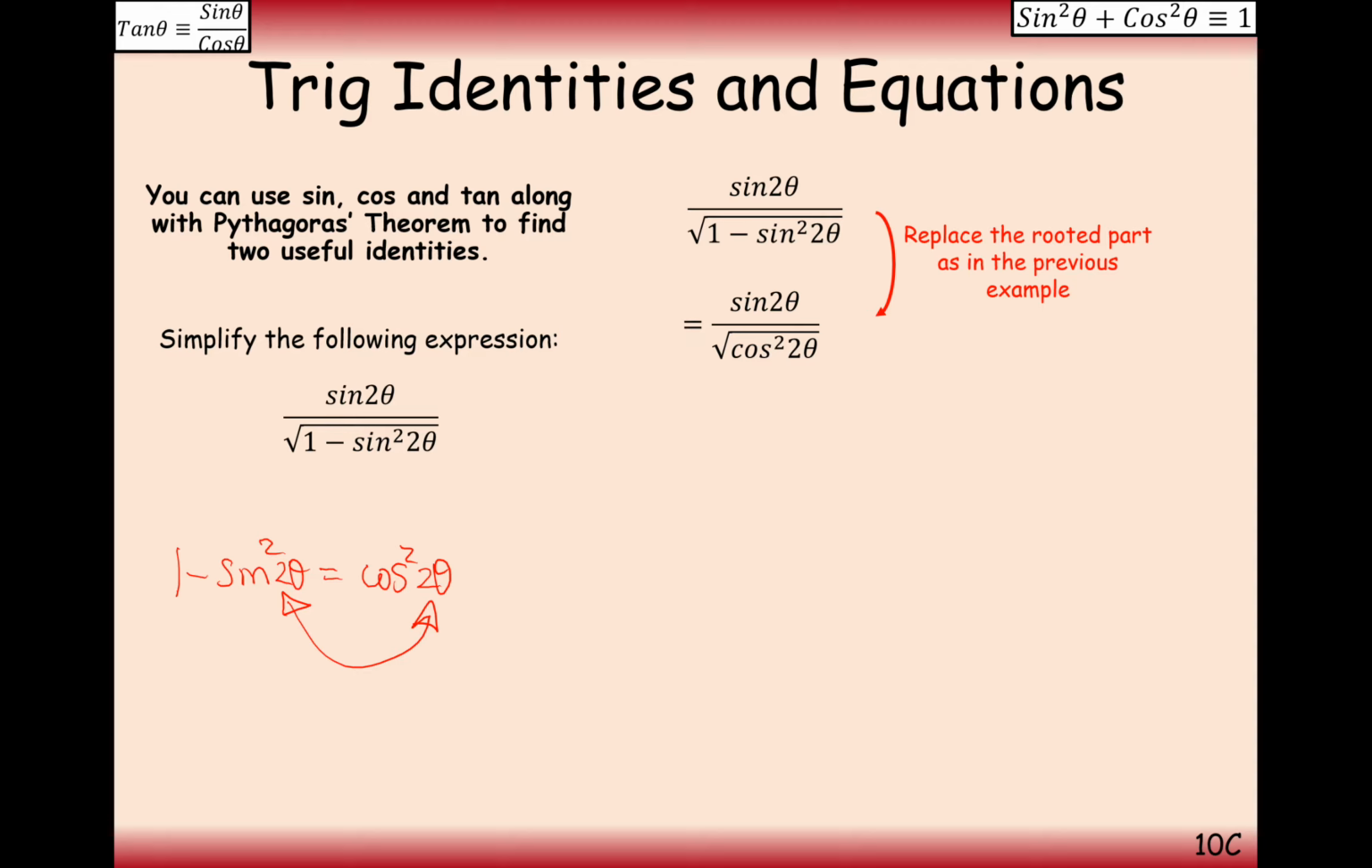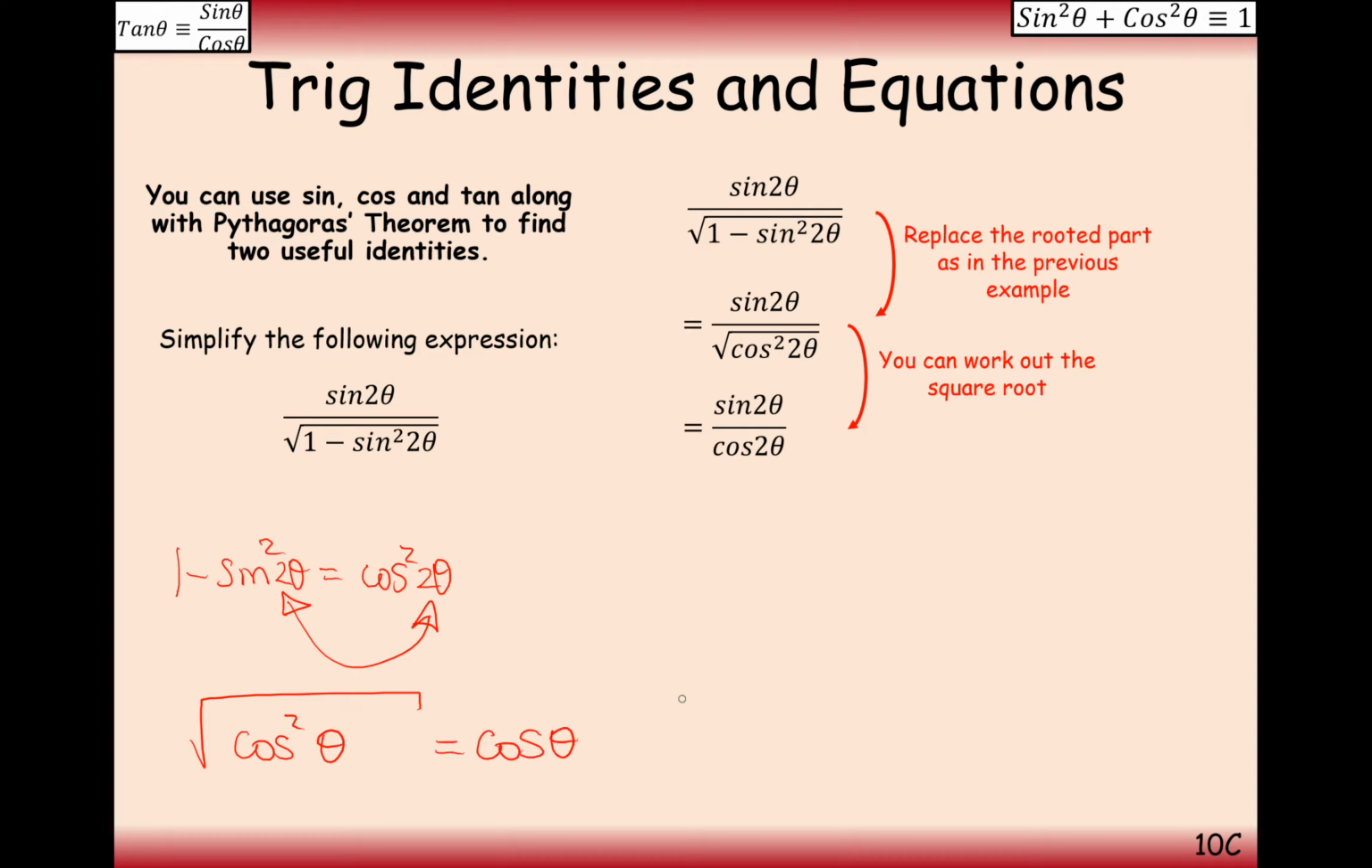The square root of this is going to be cos 2 theta. Just a little reminder here, the square root of cos squared is equal to cos. When we say we square a cos expression here, it's effectively cos of theta, squared. So cos squared theta is equal to cos theta squared. We don't square the angle, we square the value that we get once we do cos of theta.